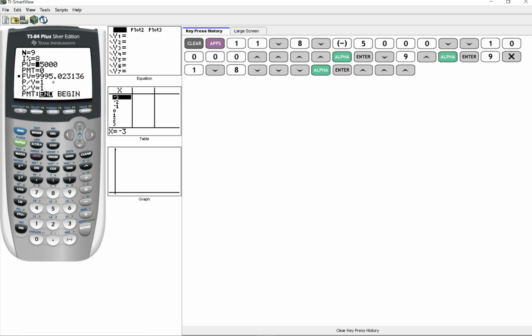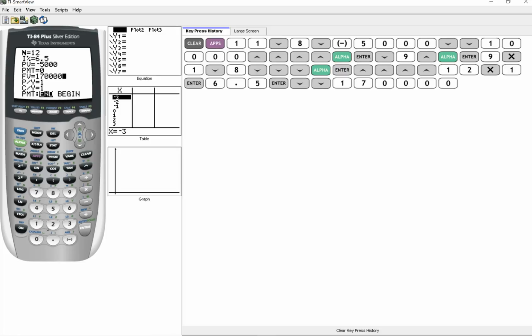So let's go ahead and put this in our graphing calculator. So we've got 12 times 1. I would be 6.5. PV is what I'm solving for, but I can't do that till I have my other values in here. Future value of 170,000. And then 1 and 1 for our payments per year and our compounds per year. So now let's figure out how much she needed to invest. Alpha solve. So she needs to save up $79,846.09.